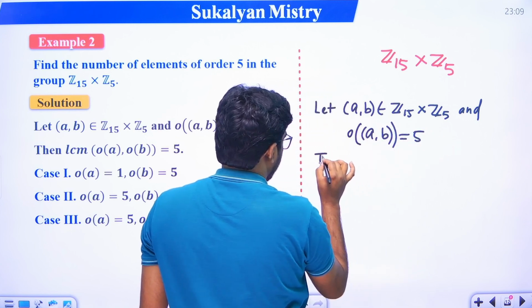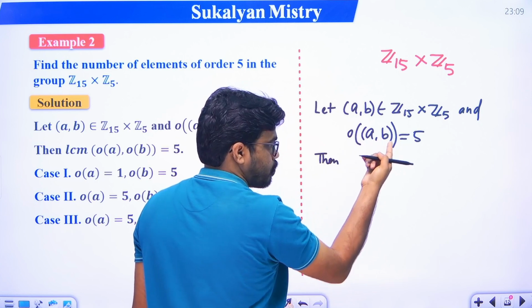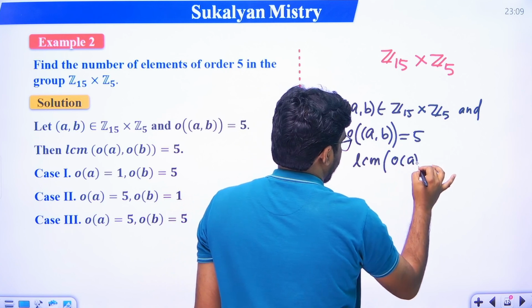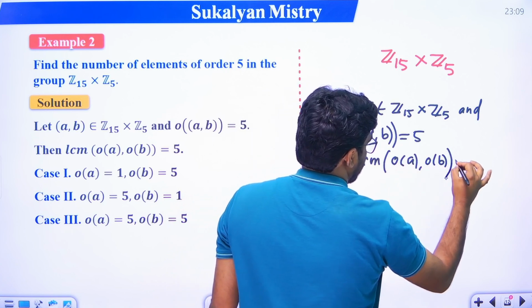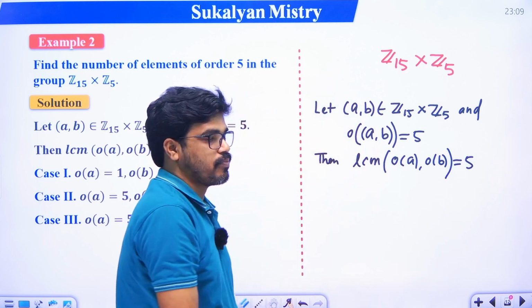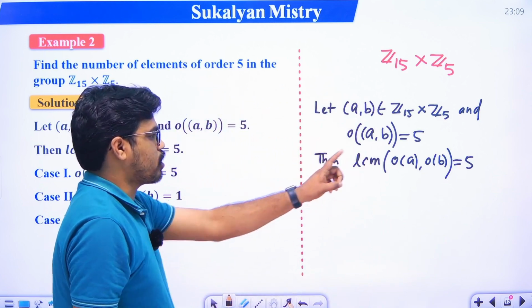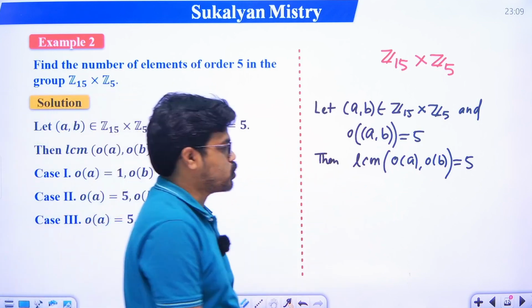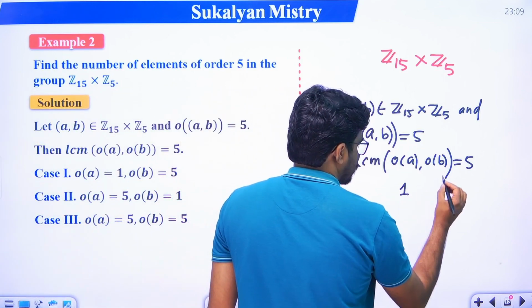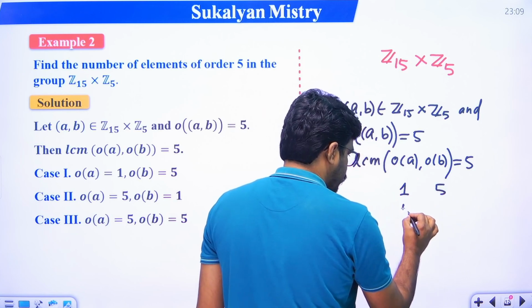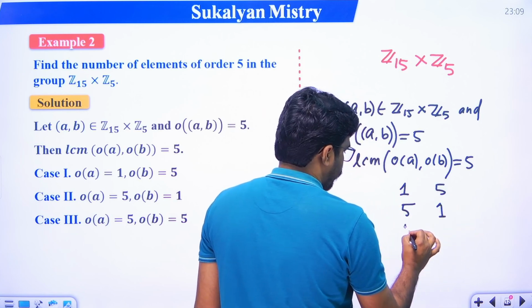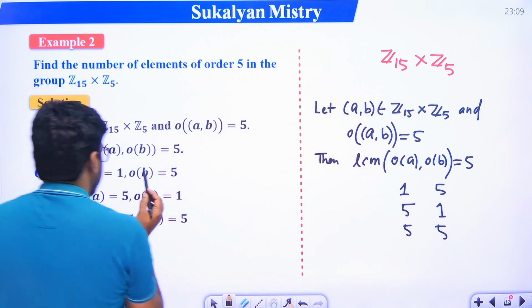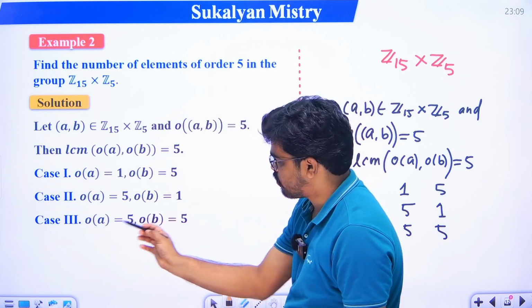So then we know that order of (a, b) equals LCM of order of a and order of b, so this equals 5. So there are 3 cases: either order of a is 1 and order of b is 5, or order of a is 5 and order of b is 1, or order of a is 5 and order of b is 5. So these are the cases.